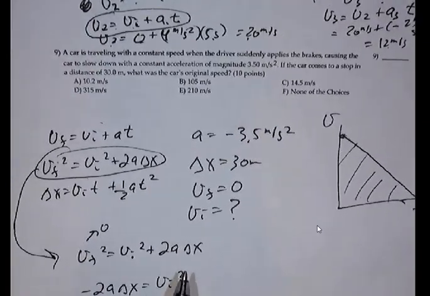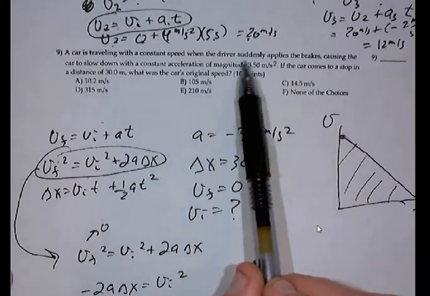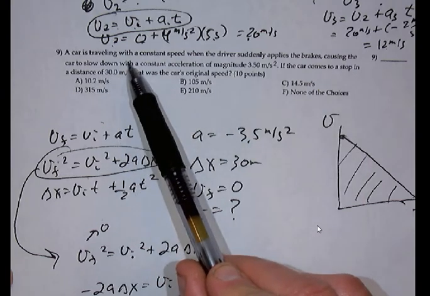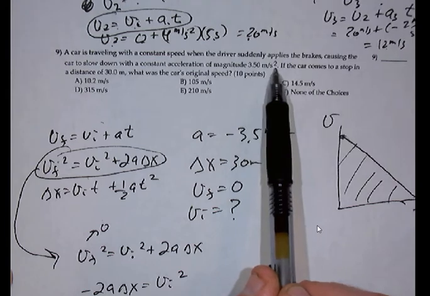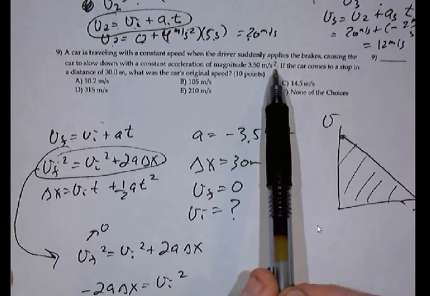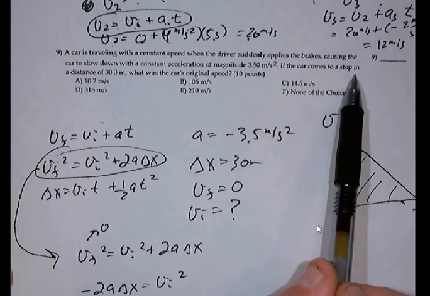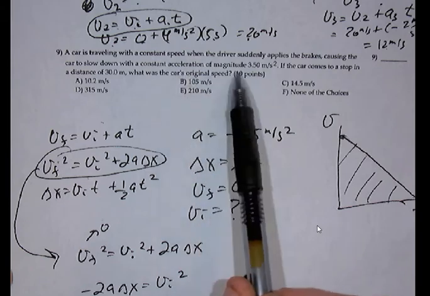Okay, here's another one. Number 9. A car is traveling with a constant speed when the driver suddenly applies the brakes, causing the car to slow down with a constant acceleration of 3 meters per second squared. So really, slowing down, that means negative 3.5 meters per second squared. If the car comes to a stop in a distance of 30 meters, what was the car's original speed?